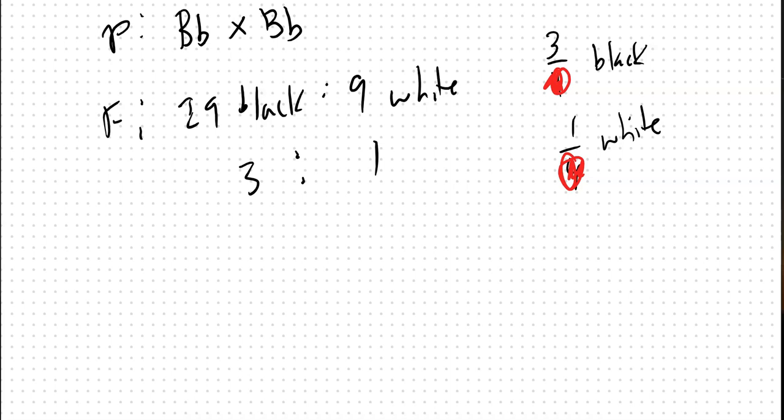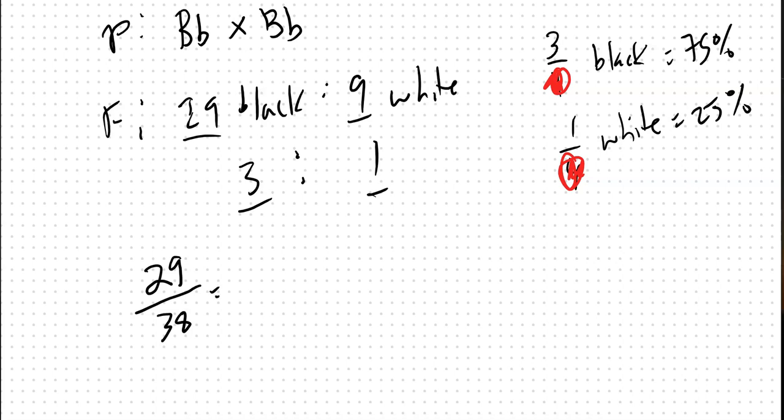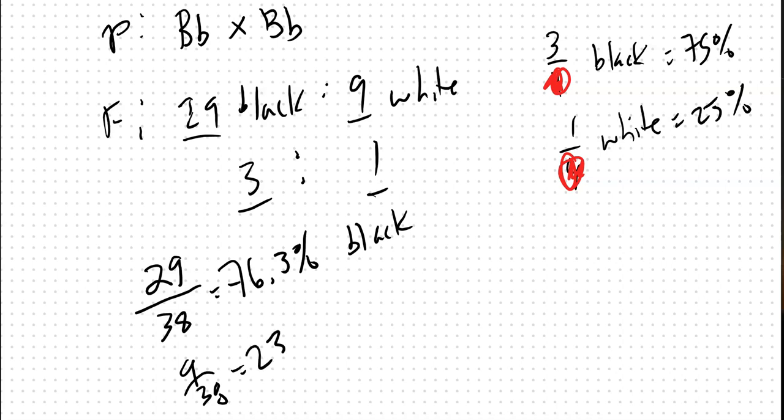So we can just do some math. Remember, this ratio is part of the whole, so we would expect 75% to be black, 25% to be white. So 29 plus 9, we can do the math on that, and we get 38. So the percent of black ones would be 29 divided by 38, which gives us 0.763, which is 76.3%, we would expect to be black. And 9 out of 38, which gives us 23.7%, or 0.237. We can check our math. This should add up to 100%.